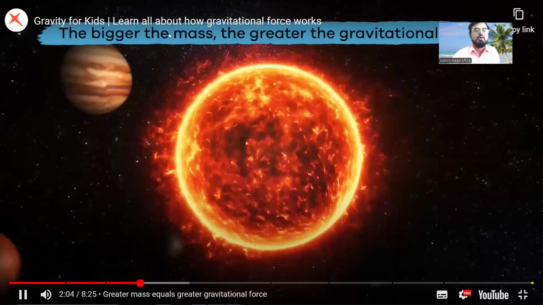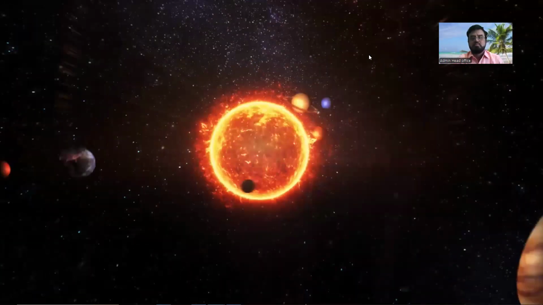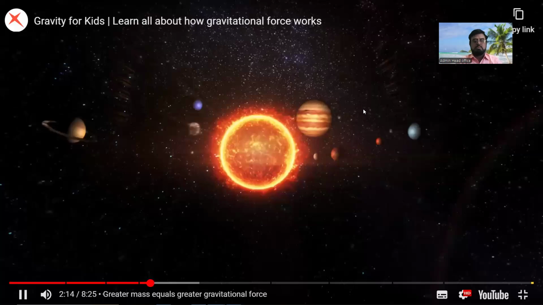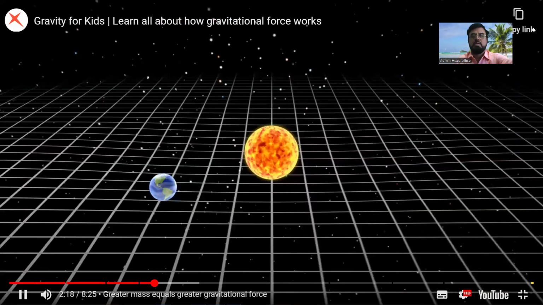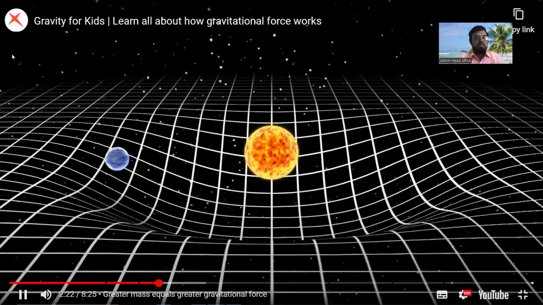The bigger the mass, the greater the gravitational force. This is why all of the planets in our solar system revolve around the sun. The sun is large compared to the planets, so each planet is pulled or attracted to the sun as they orbit around it.